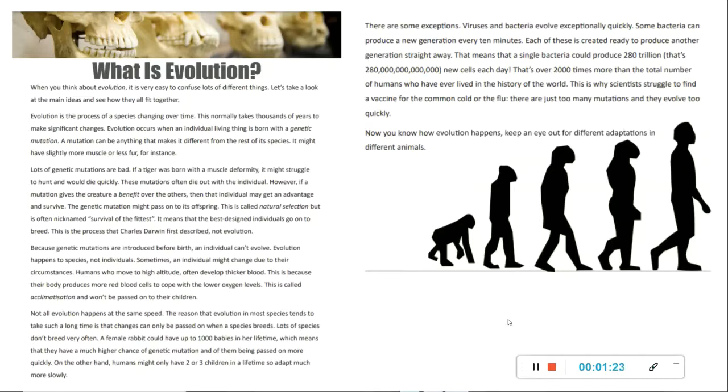What is evolution? When you think about evolution, it is very easy to confuse lots of different things. Let's take a look at the main ideas and see how they all fit together. Now, often with explanation texts, we say you need to write formally. This explanation text is clearly aimed at an audience of people around your age or a little bit older. So there are some slightly informal things in this explanation text. We'll have a look at those as we go through.